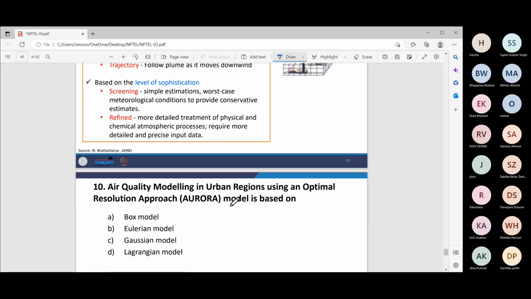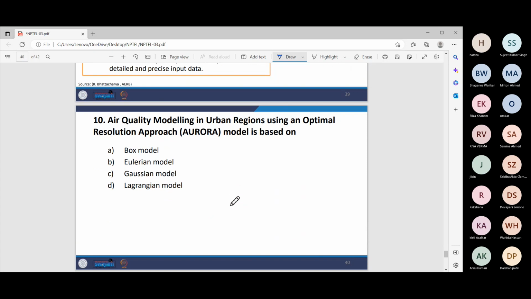Next is air quality modeling in urban regions using an optimal resolution approach. Aurora model is based on box model, Eulerian model, Gaussian model, and Lagrangian model. Gaussian model. No, anyone else?